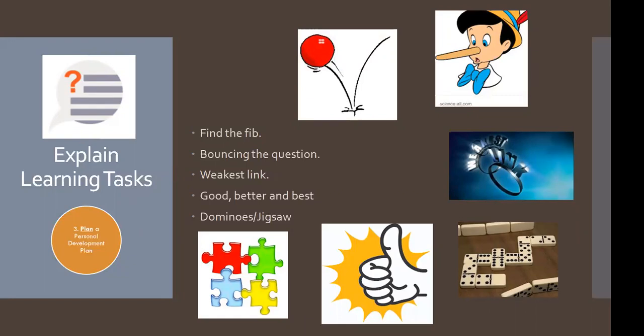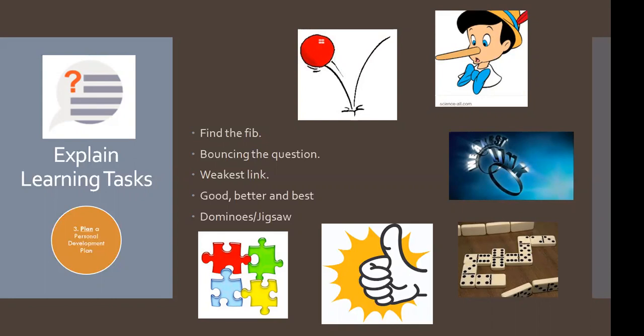The bouncing the questions is a really good one, which I know a lot of us are doing all the time. But for point example explanation, you get one pupil to give the point, the other one to give the example, another one to give the explanation. So they've really got to listen there, and they've got to have that kind of joined up thinking. And it's brilliant for revision as well, where they're all working together.